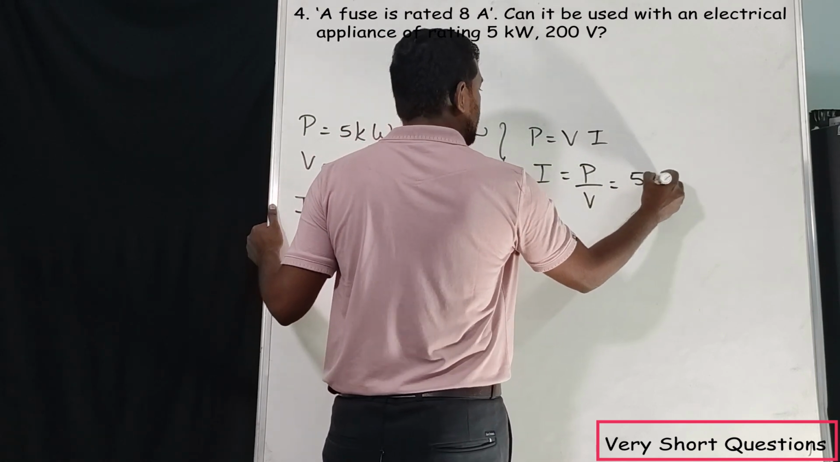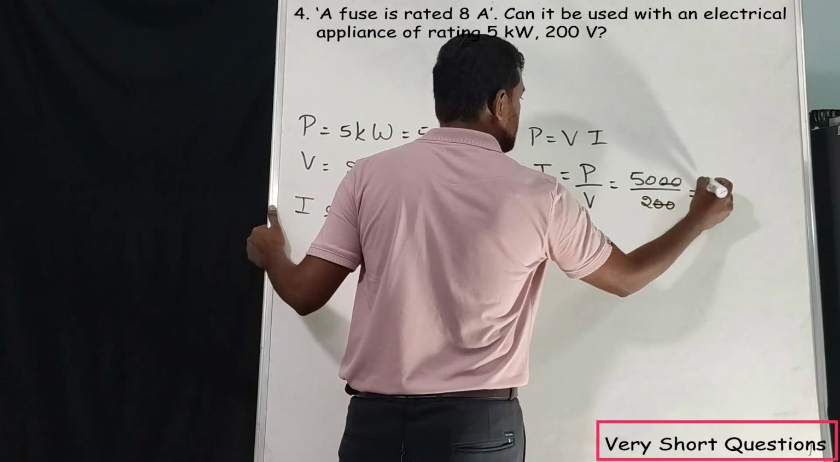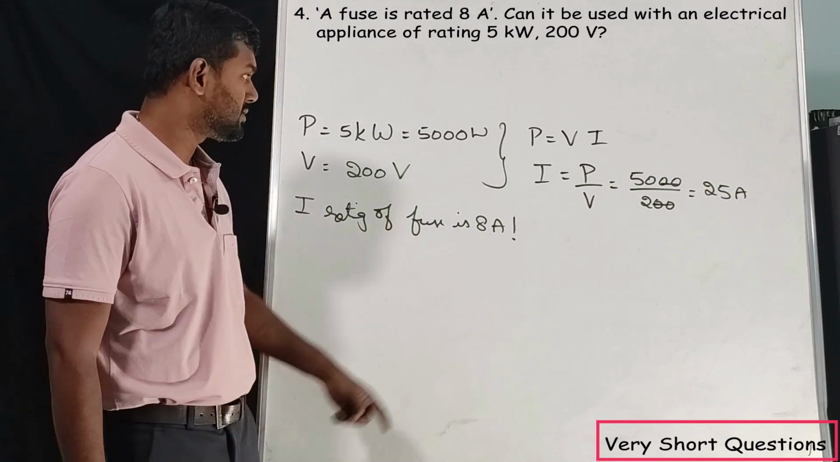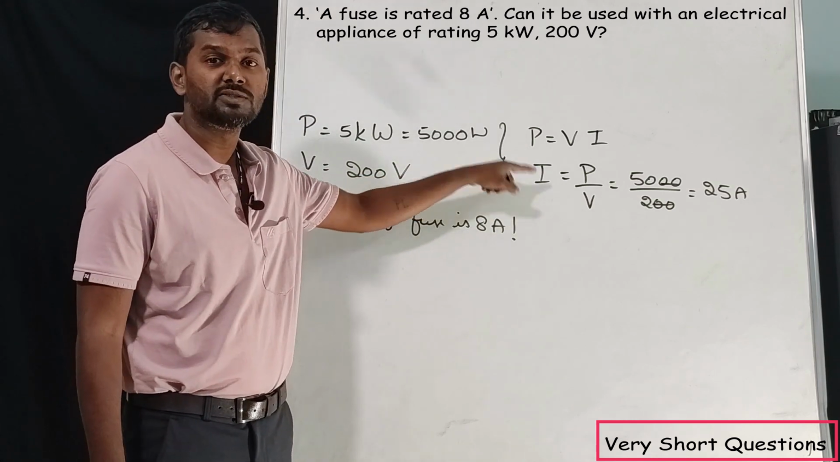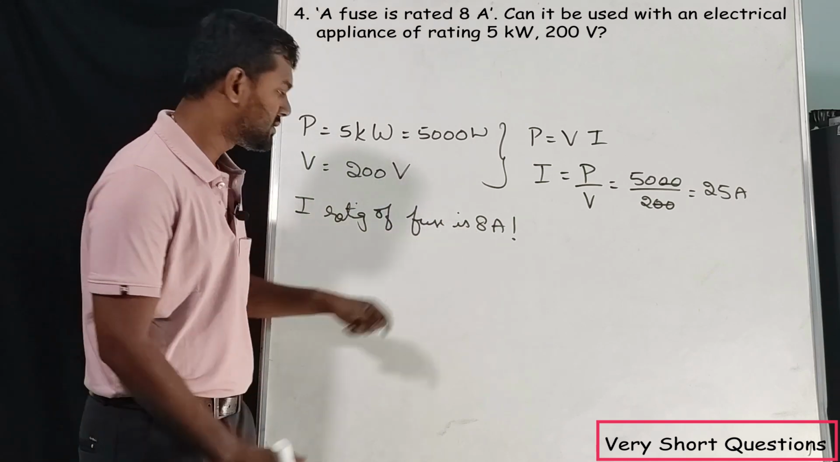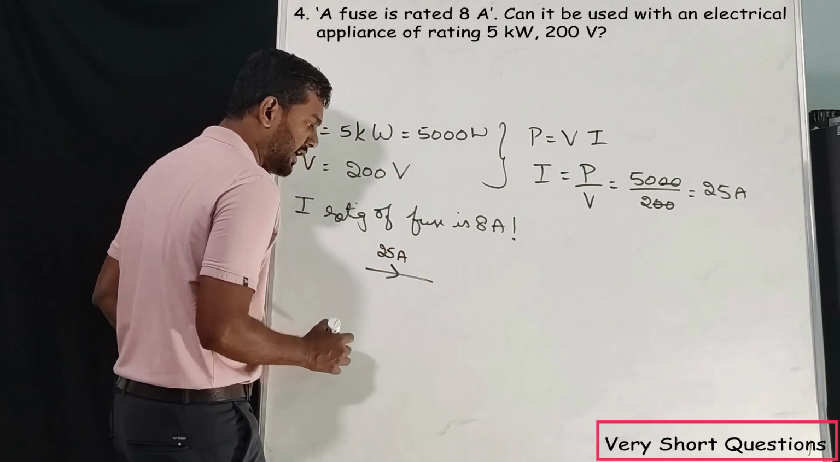What is P? That is 5000 by 200. 2 zeros, 2 zeros. So this will be 25 amperes. 25 amperes of current is flowing through the circuit. If you connect a fuse of 8 amperes, 25 amperes of current is running.